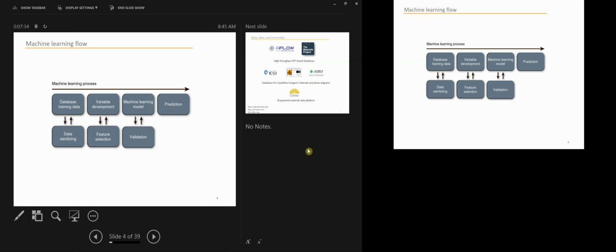Once we have our training data and our variable set, we can go ahead and build the machine learning model. A very important part of a machine learning flow is validating the actual performance of the model. And of course, the ultimate goal of any machine learning is to be able to predict the properties of unseen examples.